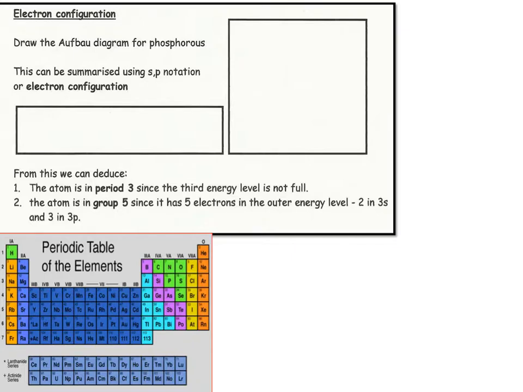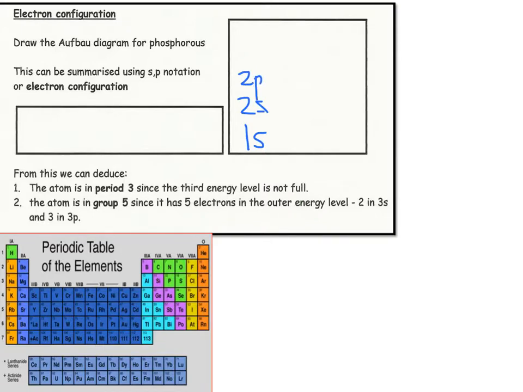Sometimes we want to make it even more shorthand. Let's just take a look at phosphorus's alpha diagram. There's phosphorus over there. It is in group 5 and it is in period 3. So altogether it's got 15 electrons. 1s, 2s, 2p. We get that from the periodic table.